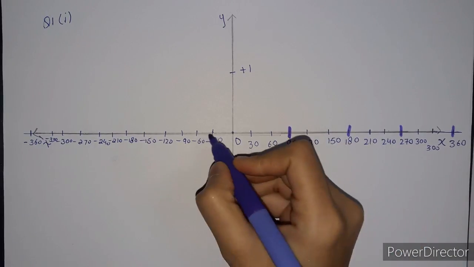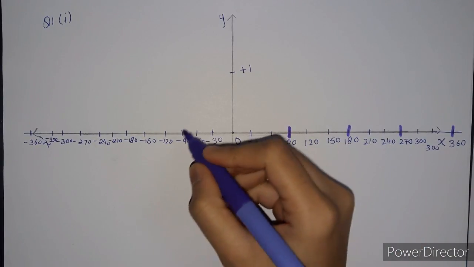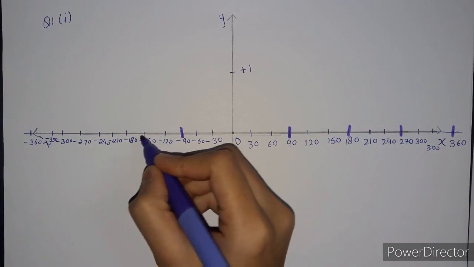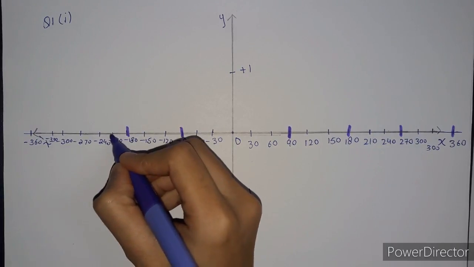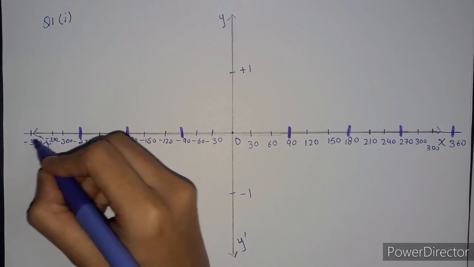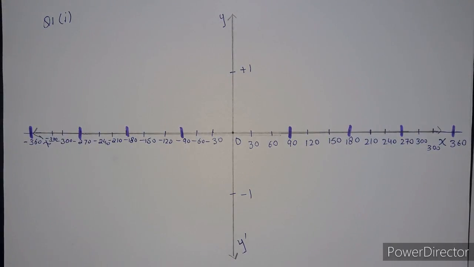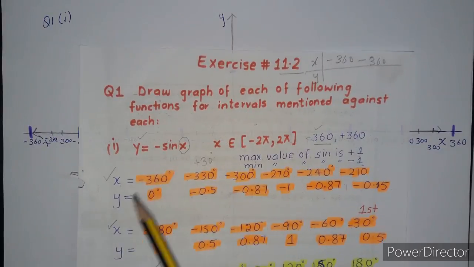Now same method, 1, 2, leave 2 points and highlight the other. 1, 2, 1, 2, then 1, 2. So we have done that. Now the main thing, how to draw a graph. This is very important paper.